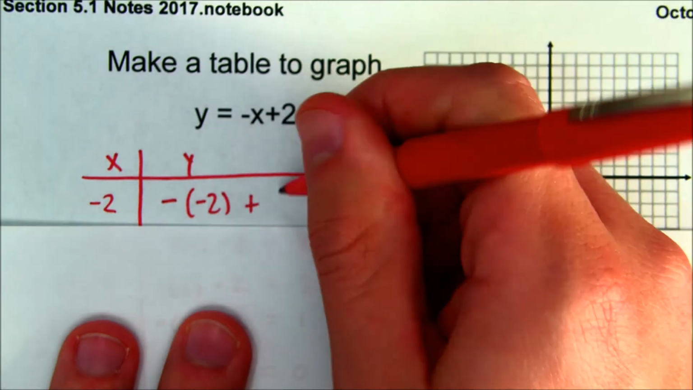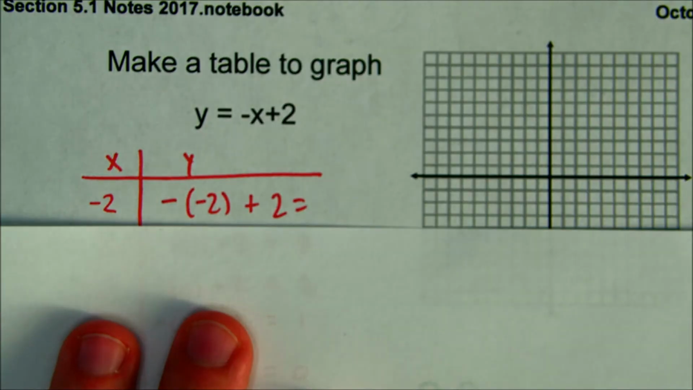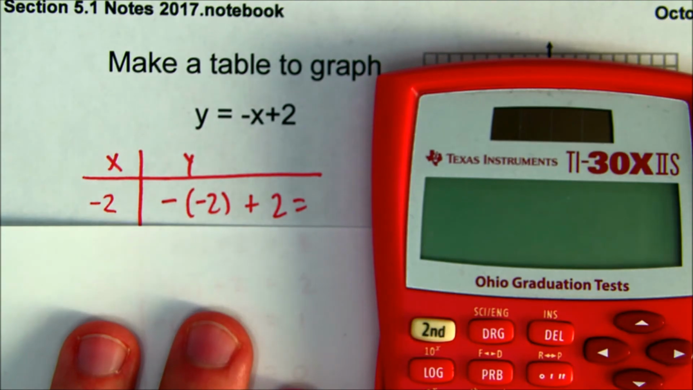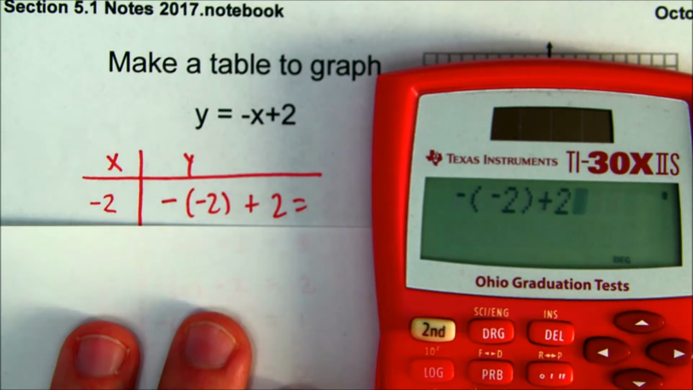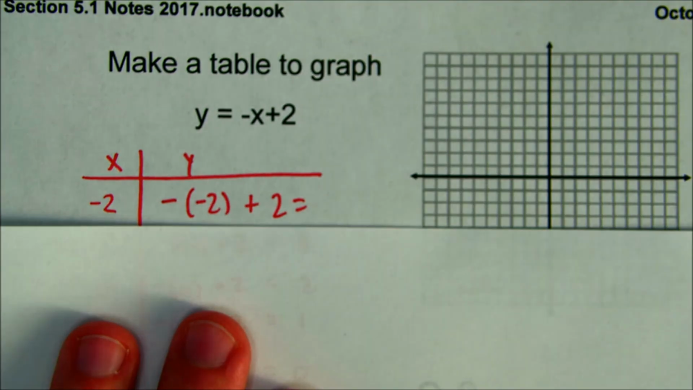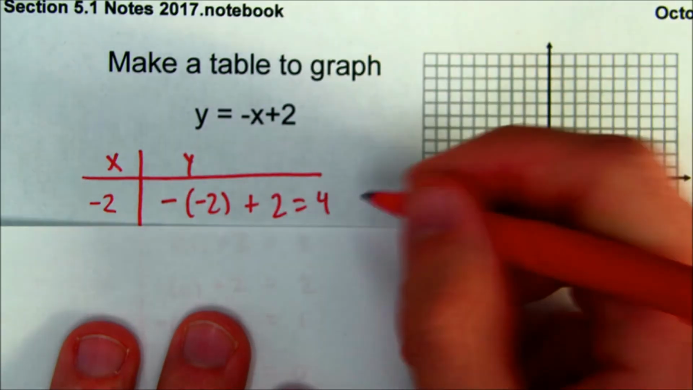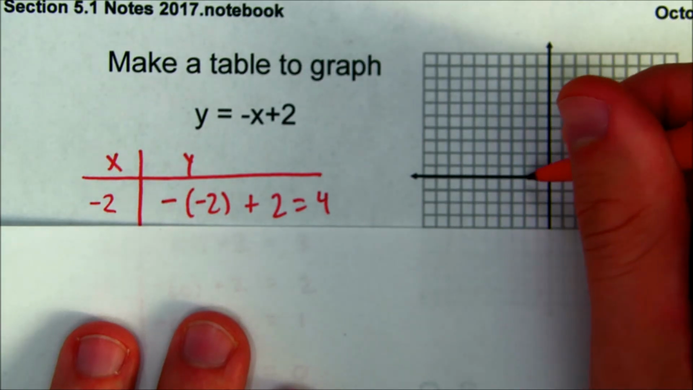And when I type this in my calculator, I do the same thing. I just put the negative in parentheses, -2, plus 2. If we use parentheses, we can type this exactly how we have it written. When I push enter, I get a value of 4. So this tells me the point -2, 4: left 2, up 1, 2, 3, 4.